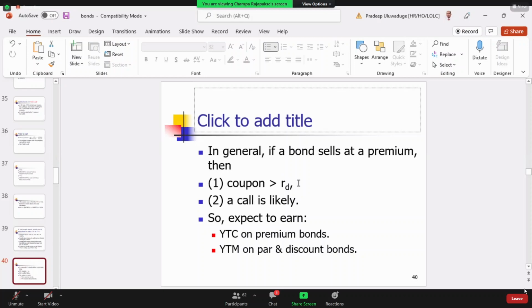So if there is a callable provision in the bond, call is likely. The company will call the bonds, redeem them and then issue new bonds at the yield to call. So expect to earn yield to call on premium bonds and YTM on par and discount bonds. That is the other two types of bonds.